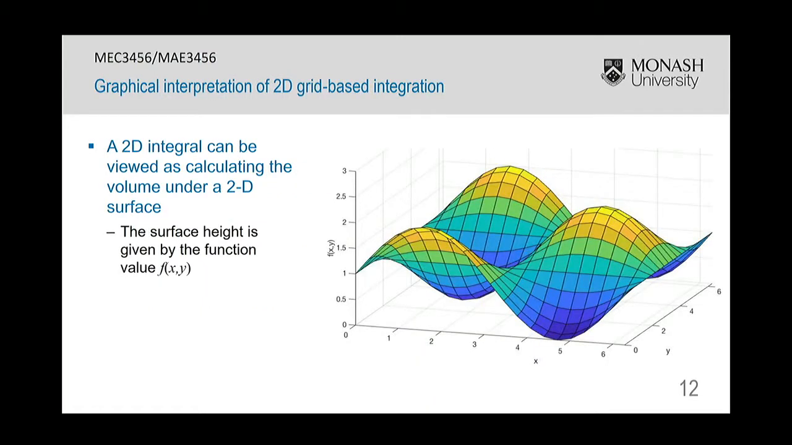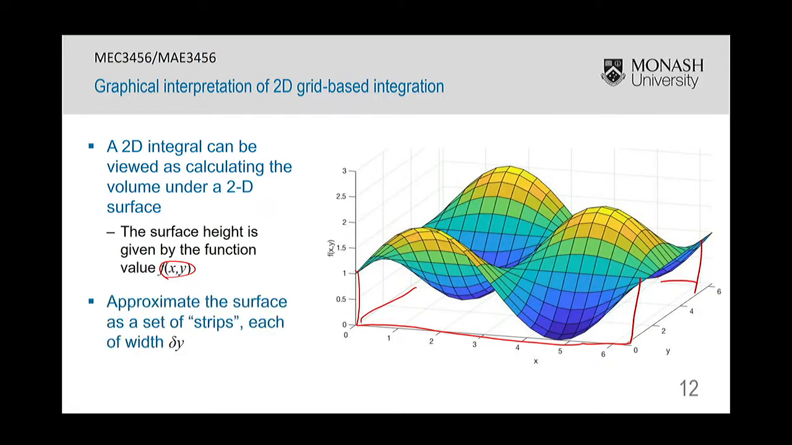So let's have a look at a graphical interpretation of what two-dimensional grid-based integration looks like. A 2D integral can be viewed as calculating the volume underneath a two-dimensional surface. The surface height, z, is given by the function f of x and y, and so the integral is actually equal to the volume underneath this two-dimensional surface here.